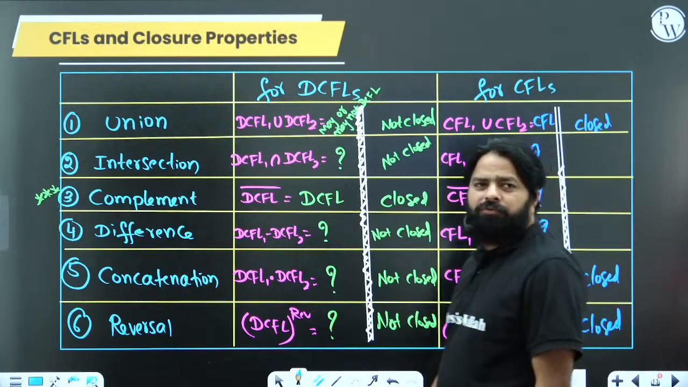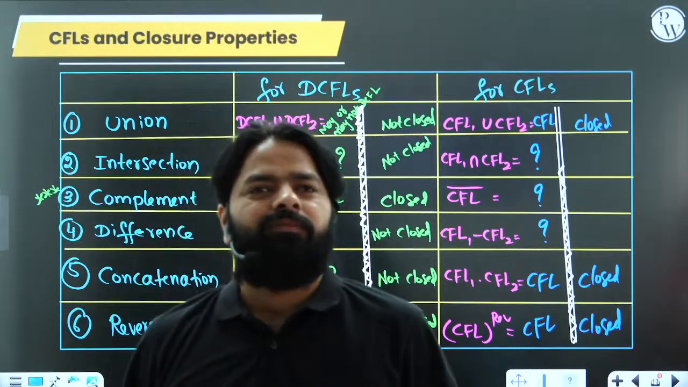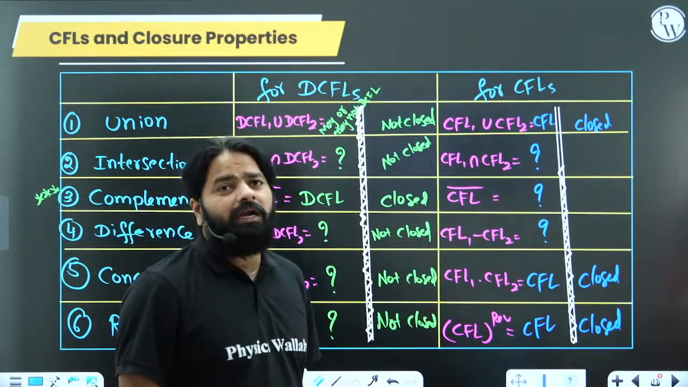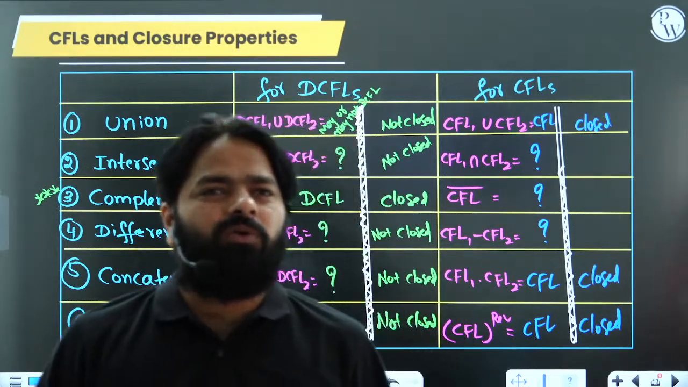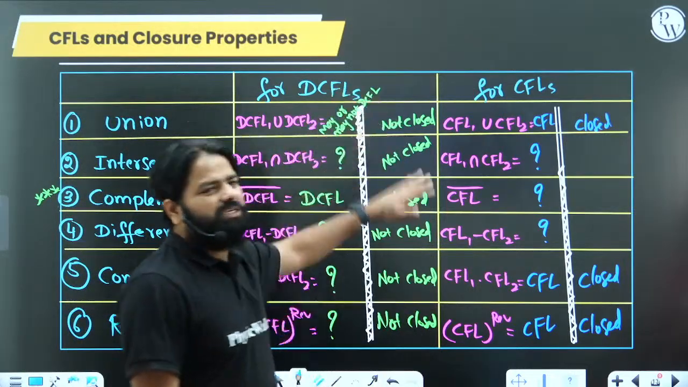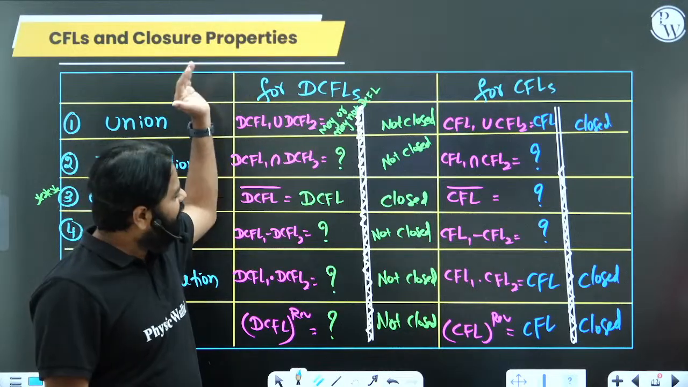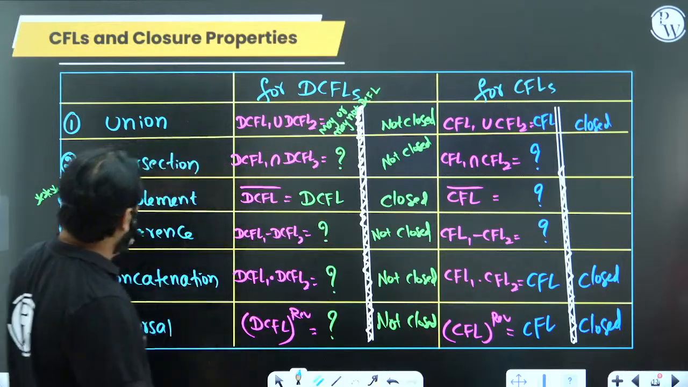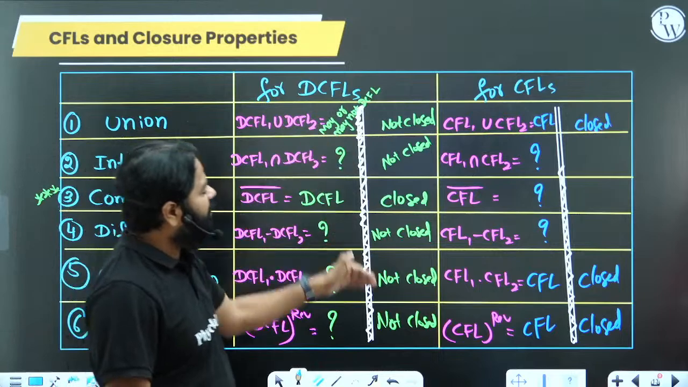Now you have the proofs why they are closed. DCFL is not closed. It's not closed, Nageshwar, it's not closed. For regular, everything is closed here. You don't worry about regular, it is already done. All of them are closed for regular. For DCFL, you look at only complement is closed. Only complement from this list. Remaining all are not closed.